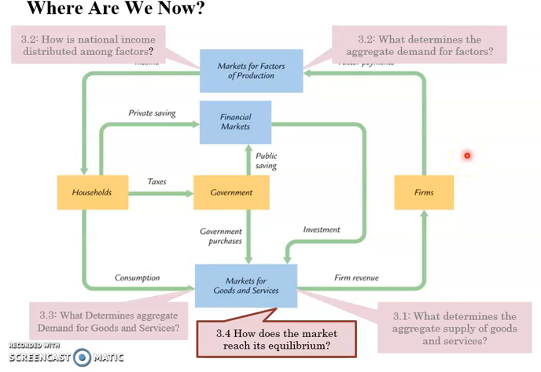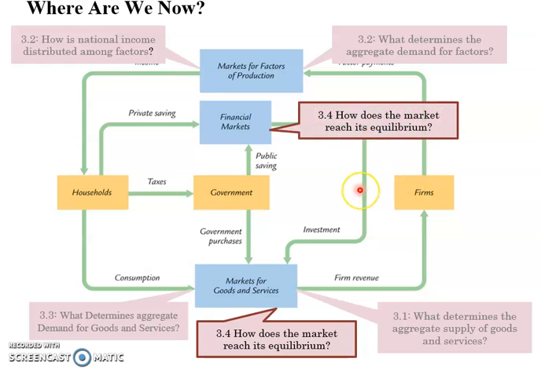In the previous video, we already discussed the role of the real interest rate in clearing the market for goods and services, right? Here, we're focusing on a different market, the financial market, to see if we can reach the same conclusion, okay? So that's what we're going to look at here. How does the financial market reach its equilibrium?